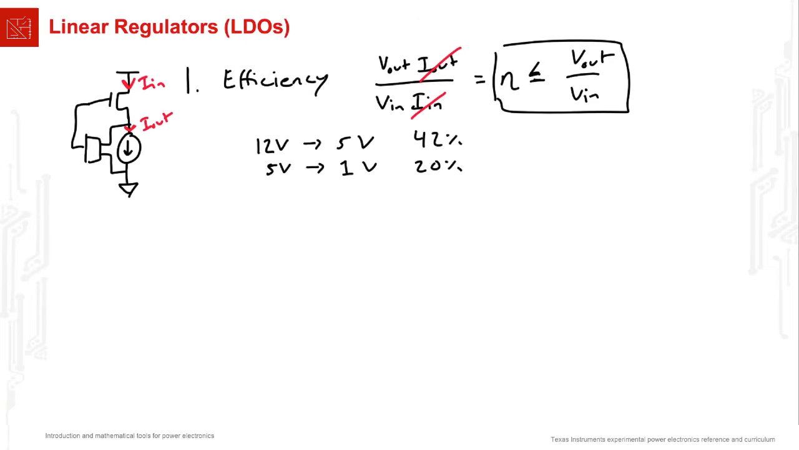And even a step that's not so bad, right? 5 volts down to 3.3 volts, for example, which are two adjacent logic levels, even this step is only 66% efficient. Compare all of these to a typical switching converter.